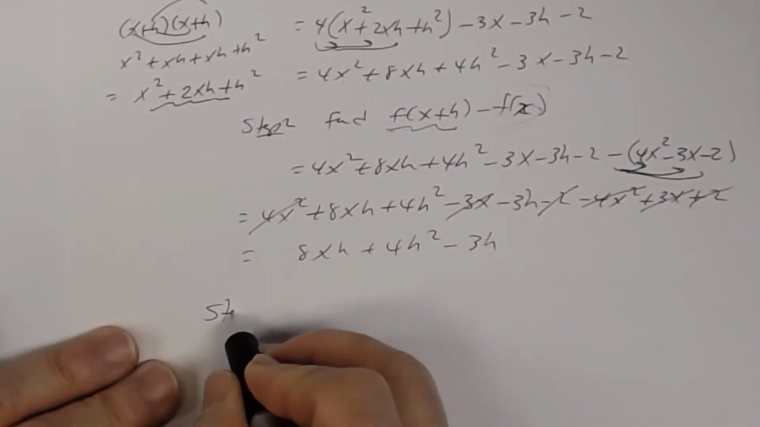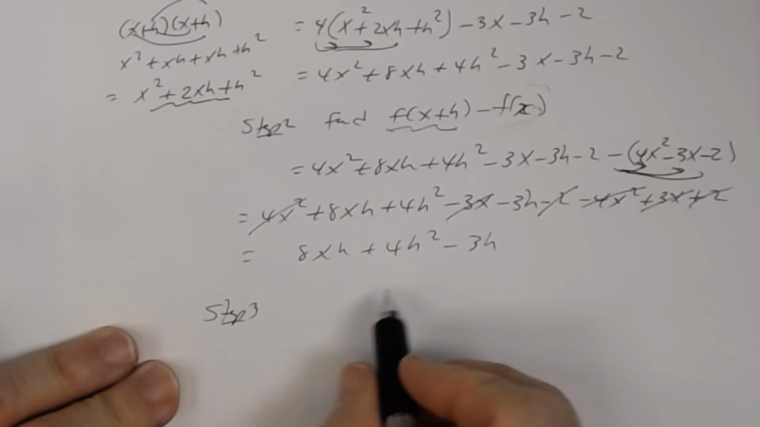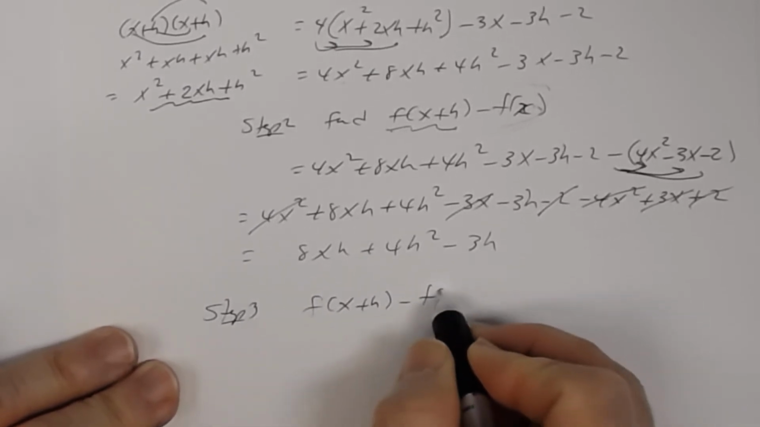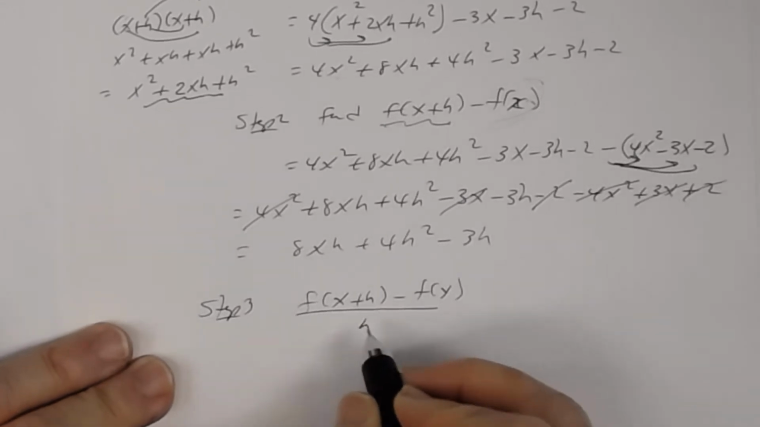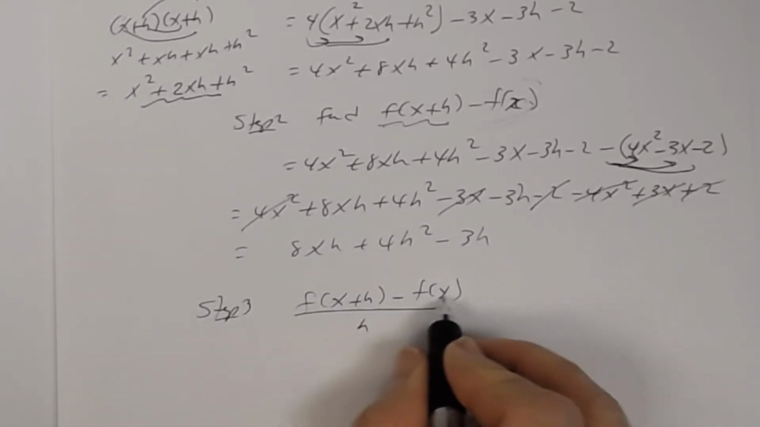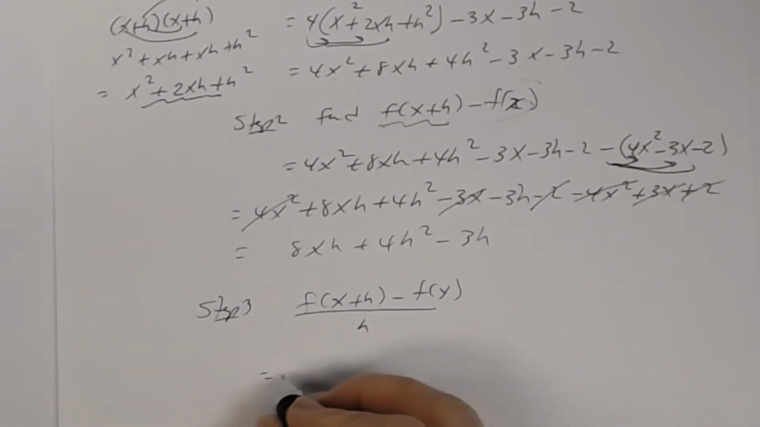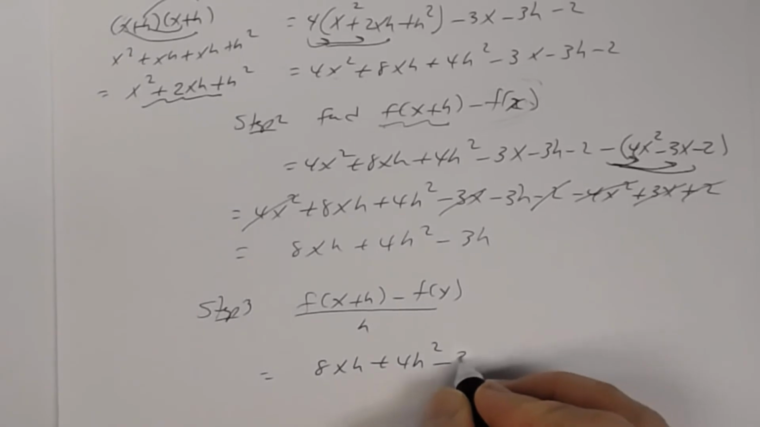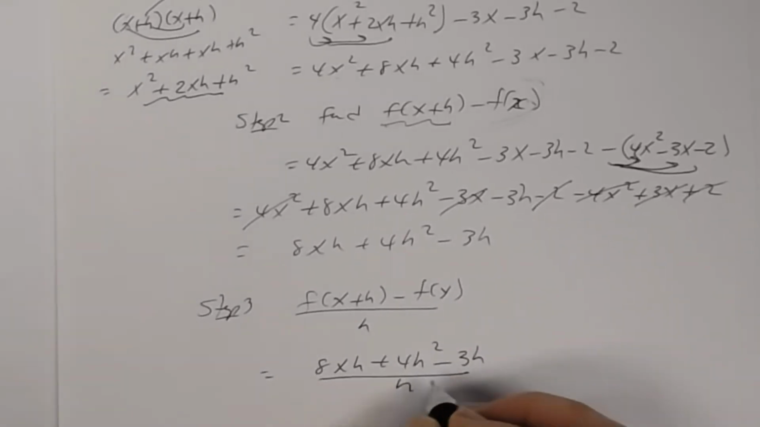So now we can do step 3. So step 3 is where you take step 2. So now you're finding f of x plus h minus f of x divided by h. So you're finding the difference quotient. So now this whole thing here was the end of step 2, the numerator. So this becomes 8xh plus 4h squared minus 3h, all divided by h.